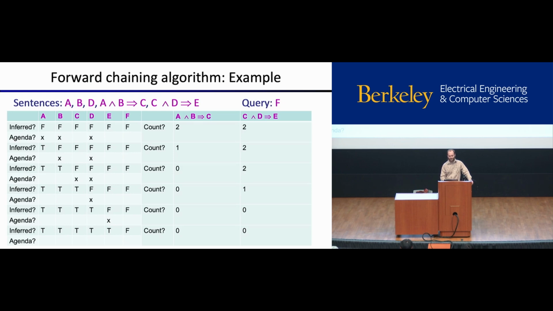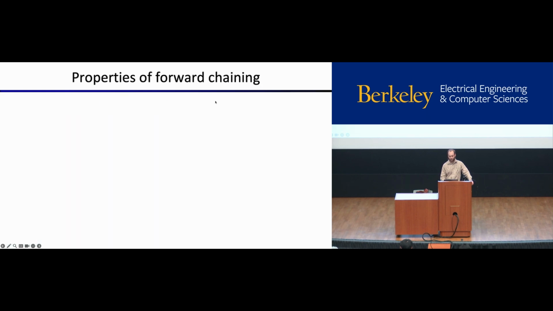So here, you could see immediately that we were never going to prove F, because F isn't the conclusion of any of these sentences. How could we ever get there? So the backward chaining algorithm should start by looking for sentences that prove F and then going from there. And so the backward chaining algorithm would be even faster, and it would notice from the beginning that you're not going to prove F.